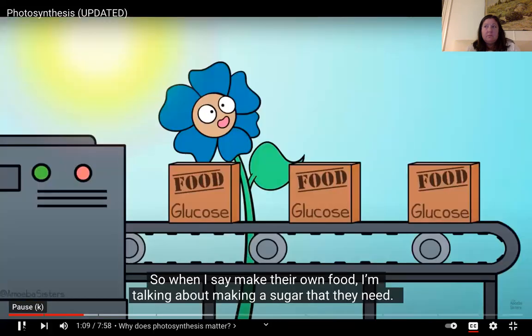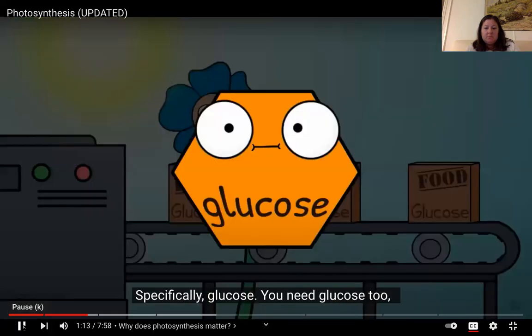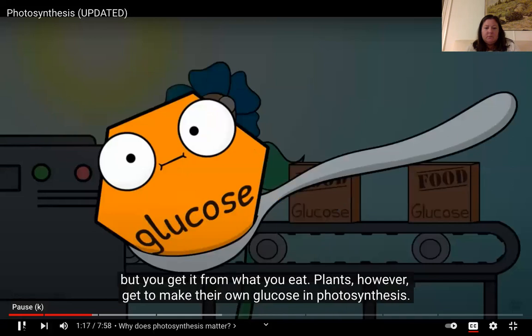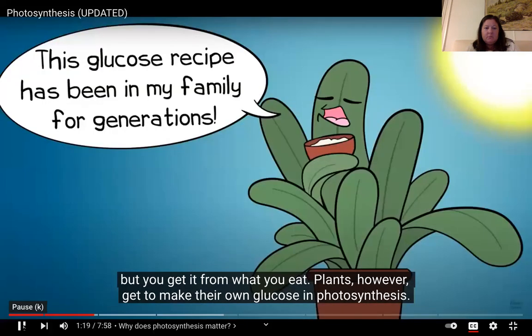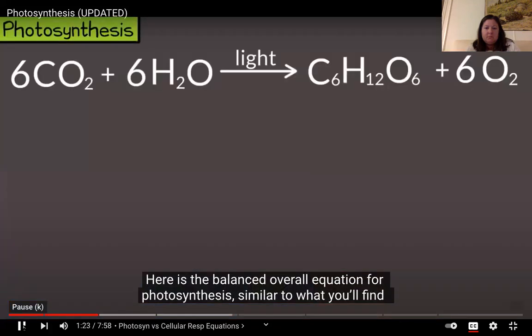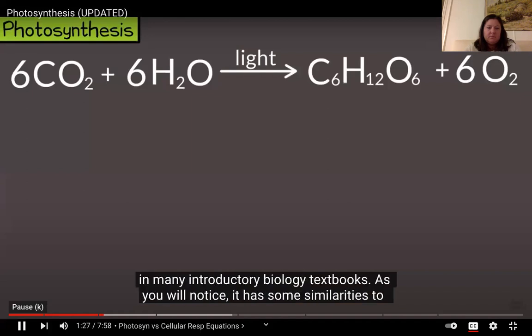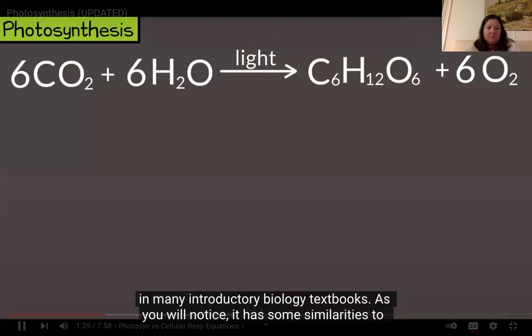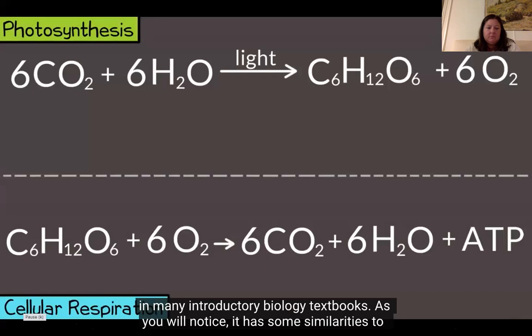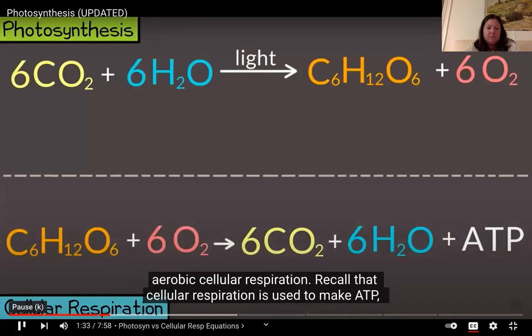So when I say make their own food, I'm talking about making the sugar that they need, specifically glucose. You need glucose too, but you get it from what you eat. Plants, however, get to make their own glucose in photosynthesis. Here is the balanced overall equation for photosynthesis, similar to what you'll find in many introductory biology textbooks. As you will notice, it has some similarities to aerobic cellular respiration.